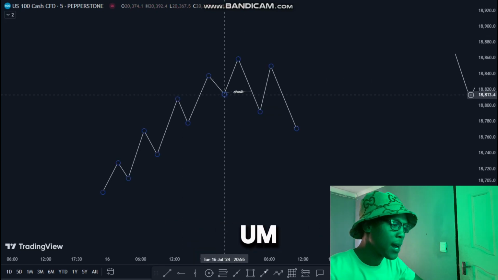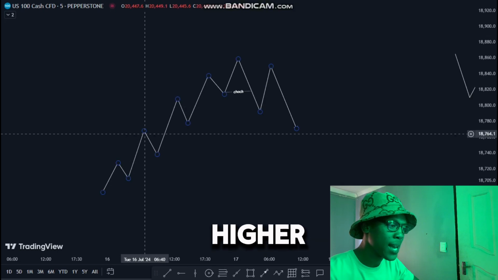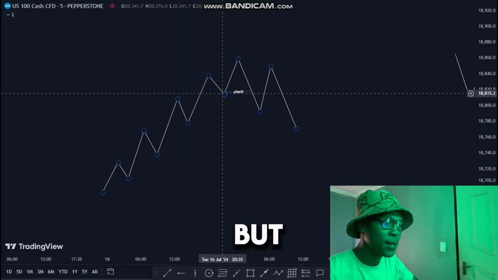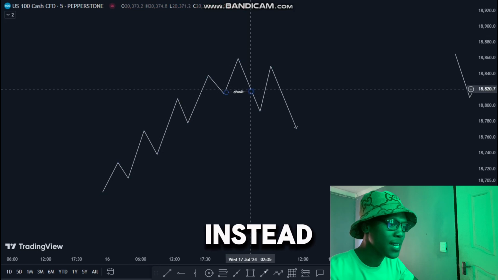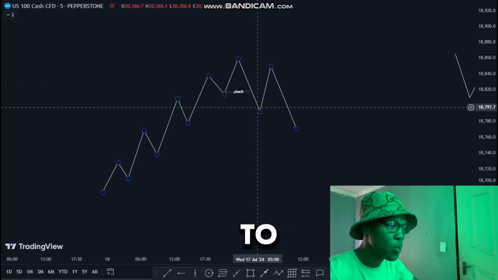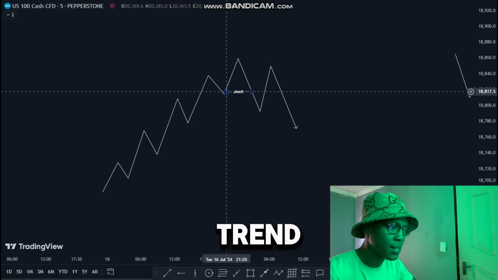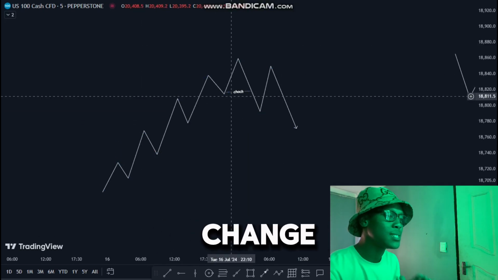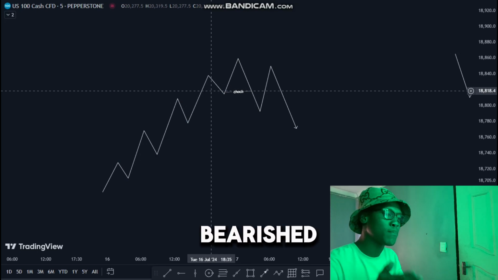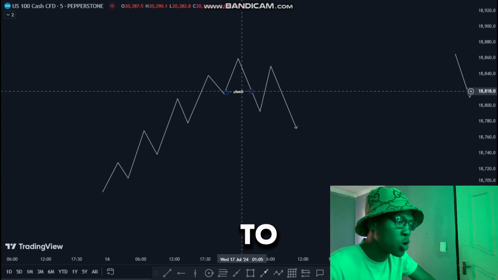Meaning the market was actually trending up, forming higher highs and higher lows, higher high, higher low, higher high, higher low, right? But if you check the market from here, it didn't form a higher low. Instead, the market pushed down to break our recent highest low. That means the market violated the trend. That means there is what we call a change of character. The market changed character from being bullish to being bearish, from going up to going down.